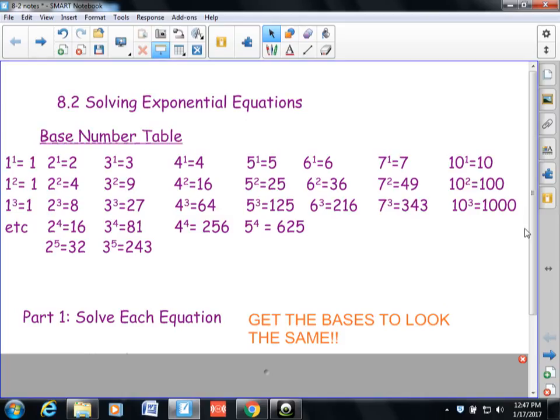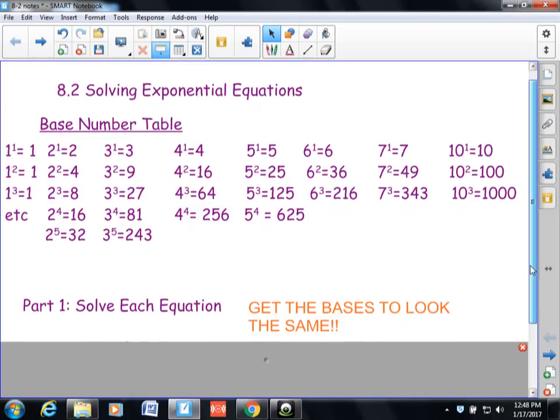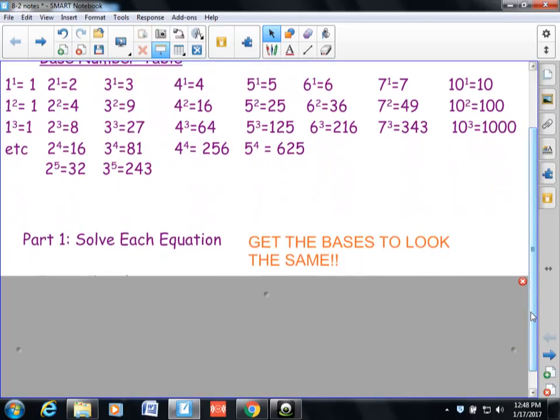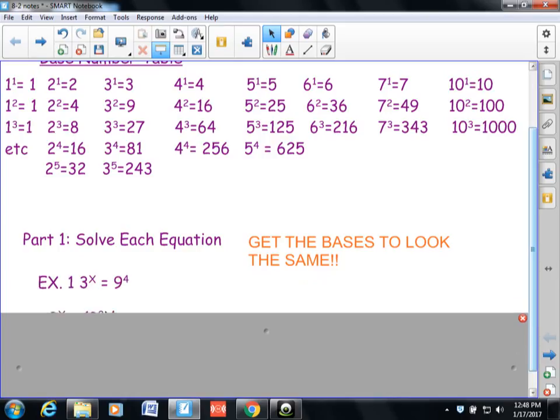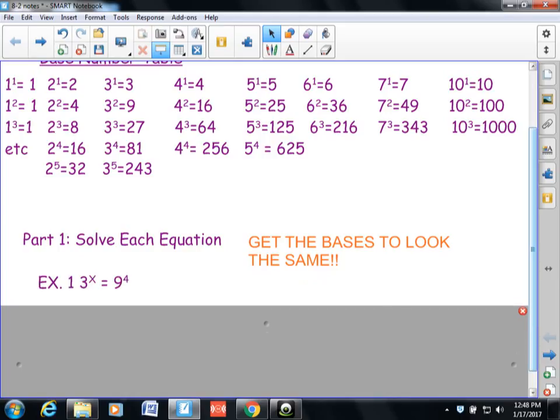So moving into part one, we're going to work on solving equations. And these equations are going to have numbers written in exponential form. The main thing that we're going to focus on when trying to solve these equations is to get the bases to look the same. So the problem starts out as 3 to the x equals 9 to the 4th. What we want to do is look at the bases that are there now and see how we could write them using the same base.